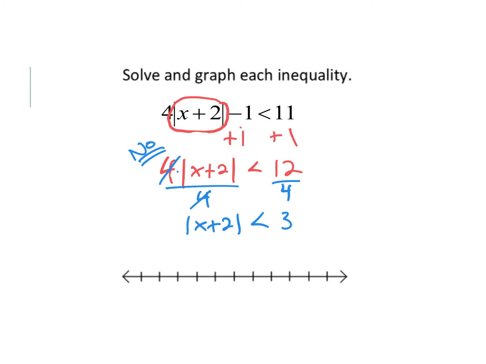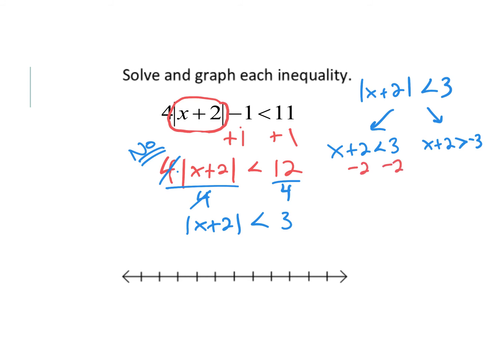Now that it's isolated, we're going to split that up into 2 different inequalities. One inequality is just the original problem without the absolute value symbol. And then the other inequality, we keep the inside, flip the inequality, and then set it equal to the opposite number, -3. We solve both of these like we do other inequalities, so get x by itself, so we'd subtract 2 from both sides. So it looks like in this first one we get x less than 1. And if I subtract 2 from both sides in the next one, I get x greater than -5.